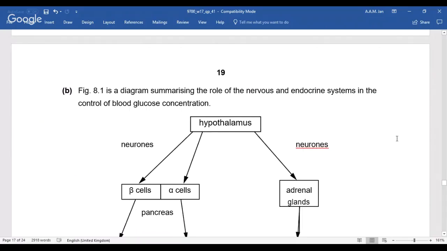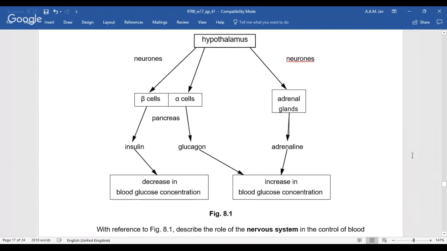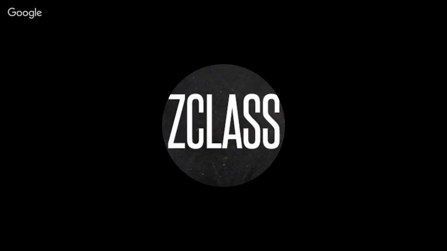Okay, so we're looking at blood glucose homeostasis here and the mechanisms by which blood glucose can decrease. They've told you that the hypothalamus can detect blood glucose. They've told you that it then signals these different pancreatic cells. Sorry, they tell us that the hypothalamus detects?